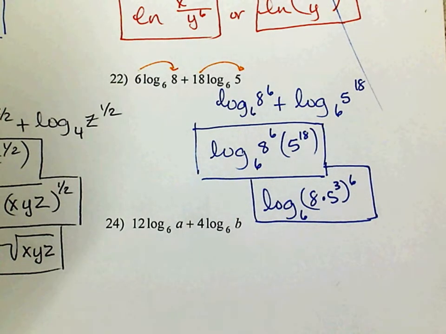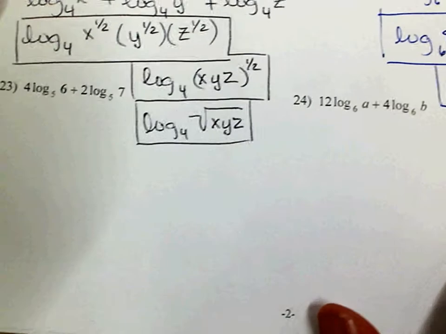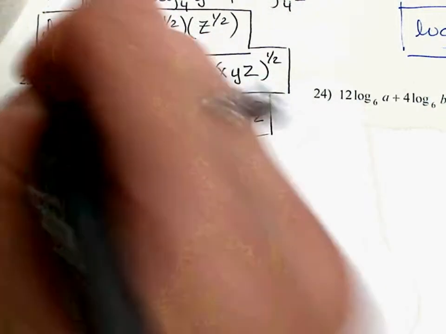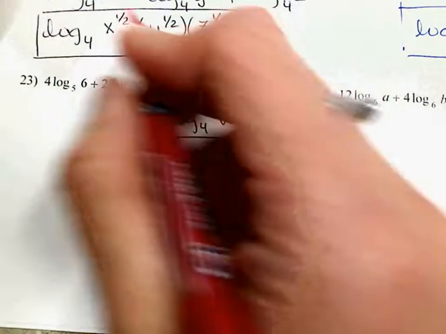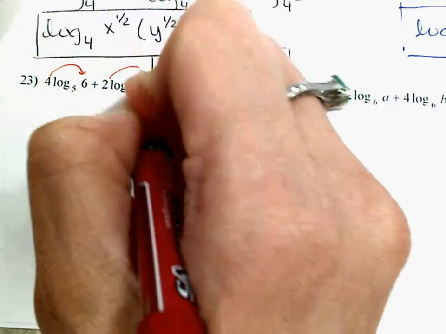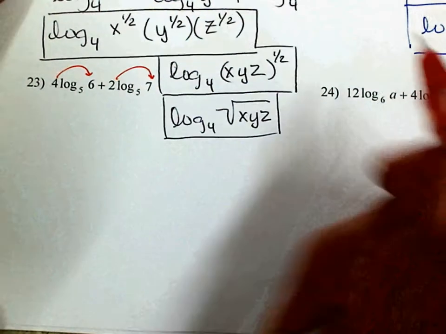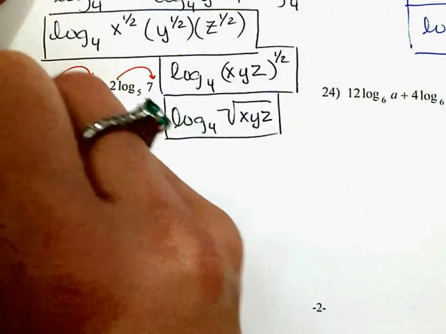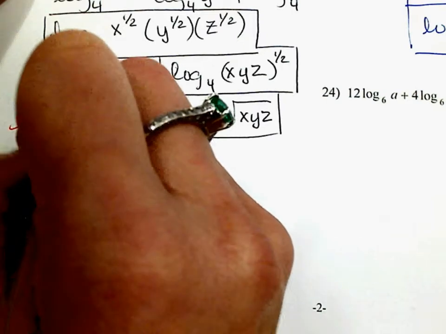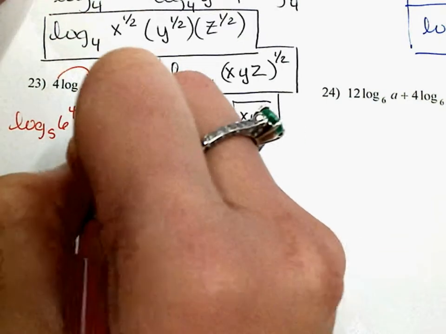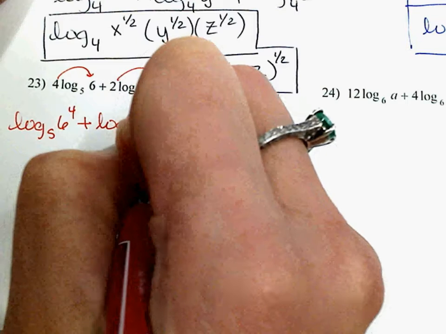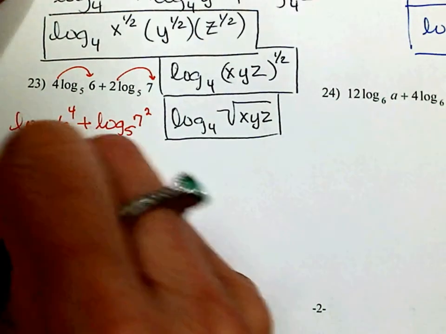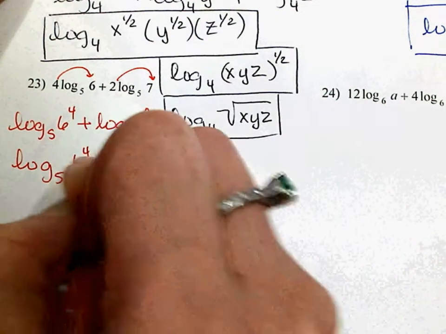Okay, let's go to number 23, okay? Same thing. Let me do that in red so I don't mess up with that. Move your coefficient to the back, to an exponent. So log base 5 of 6 to the 4th plus log base 5 of 7 squared. Some of you will skip this part, and you would have already combined, just like that.